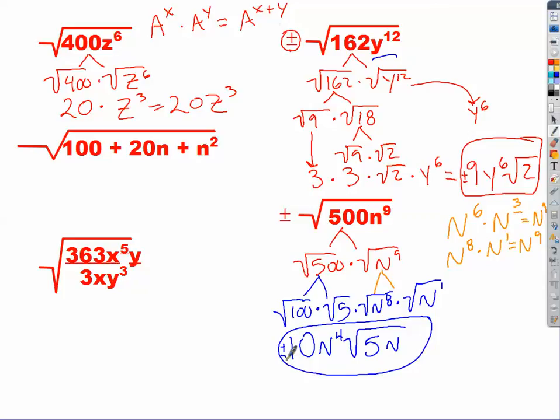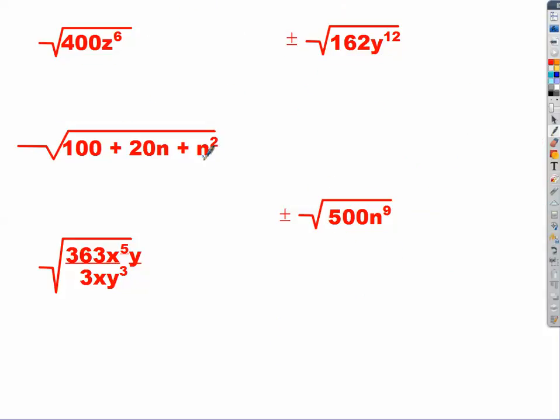Now, there are two other types of problems that you will be asked to solve with variables and square roots. The first one is when you have a quadratic expression. So if I were to give you this problem, 100 plus 20n plus n squared, what would you think you're going to have to do? You're going to have to factor it. No difference here. So we're going to have to factor this expression first.